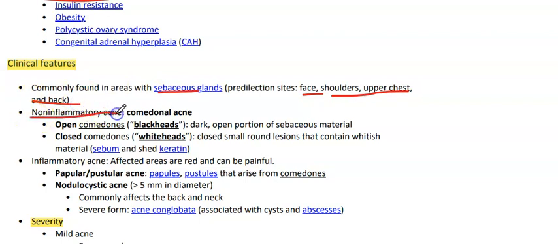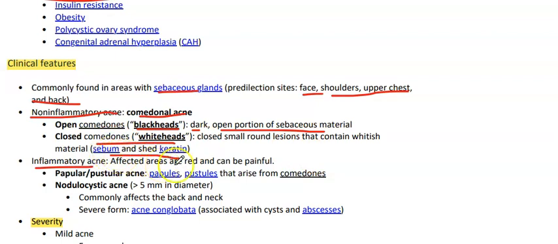We have non-inflammatory acne and inflammatory acne. Non-inflammatory is also known as comedonal acne. We have two types of comedones, open and closed. Open comedones are blackheads, dark due to oxidation because they are exposed to the air, so there will be a dark, open portion of the sebaceous material. Closed comedones are also known as whiteheads. These are closed small round lesions that contain whitish material, sebum, and shed keratin.